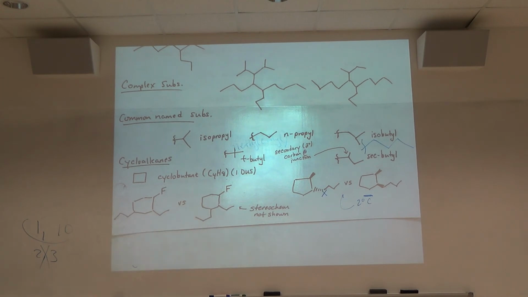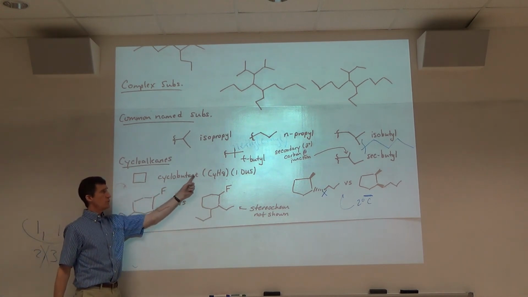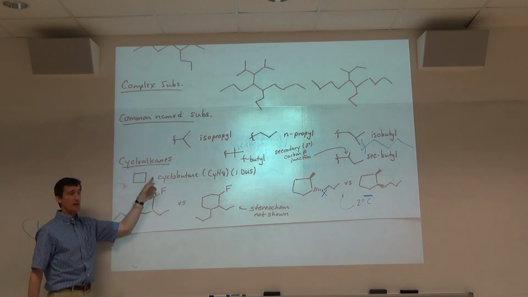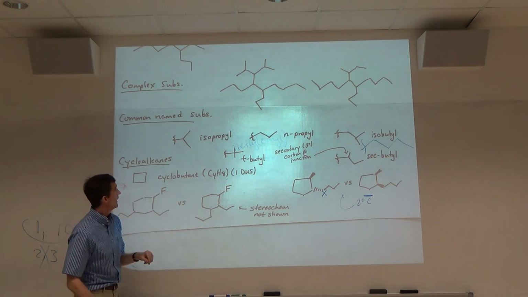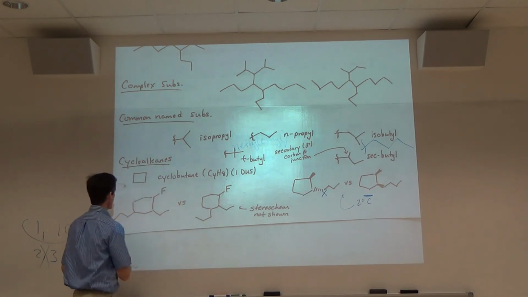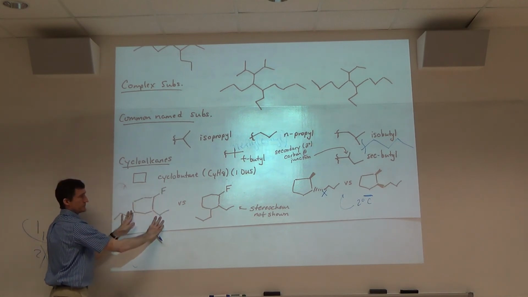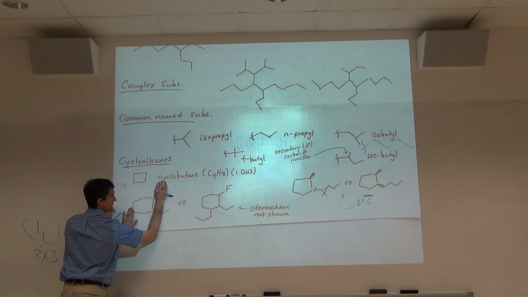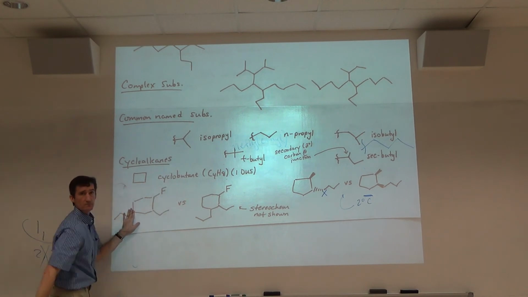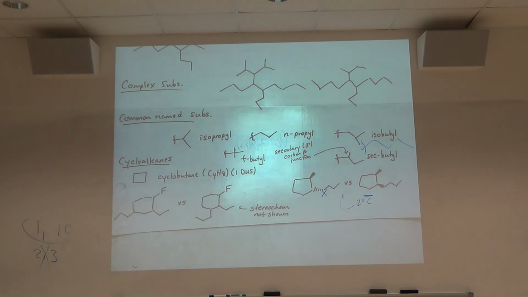Okay. So you just call these cyclo whatever. That's 4 carbons, so it's cyclobutane. This here is 6 carbons, and so what's that? That's cyclohexane, and if there's nothing on it, just cyclohexane. Sometimes used as a solvent in the lab, cyclohexane.